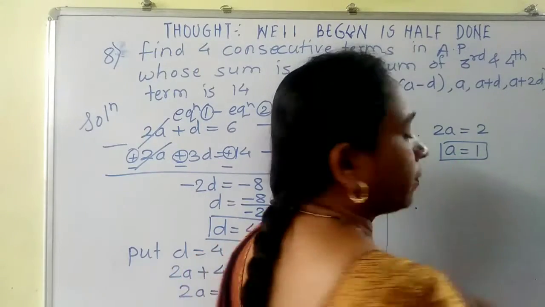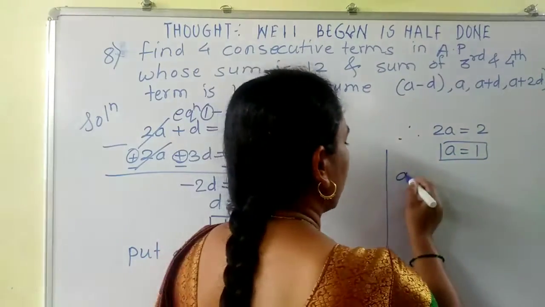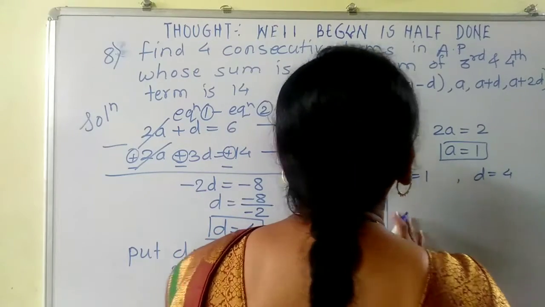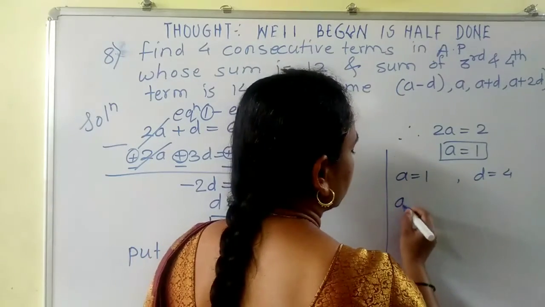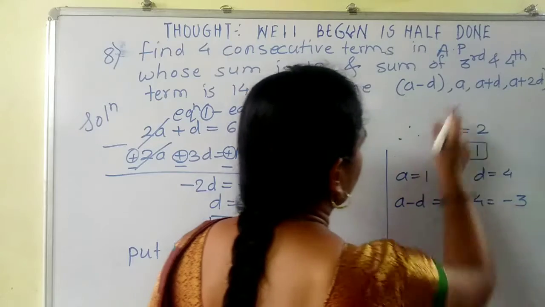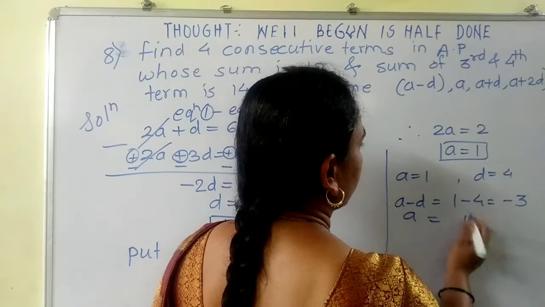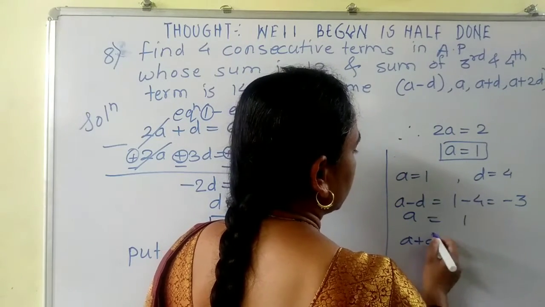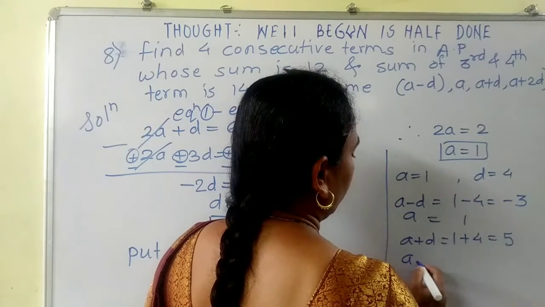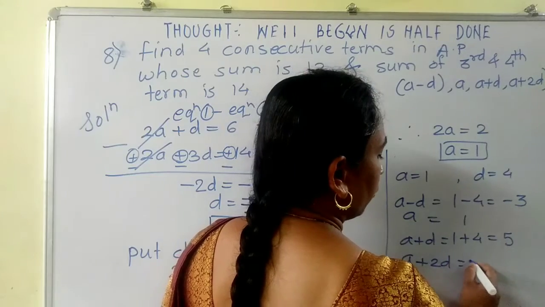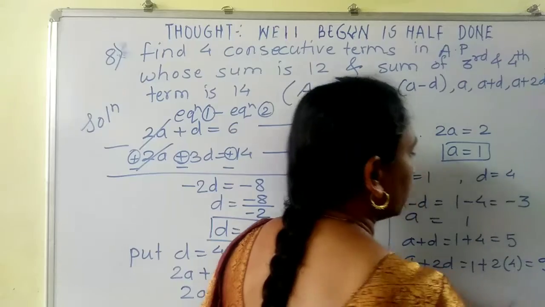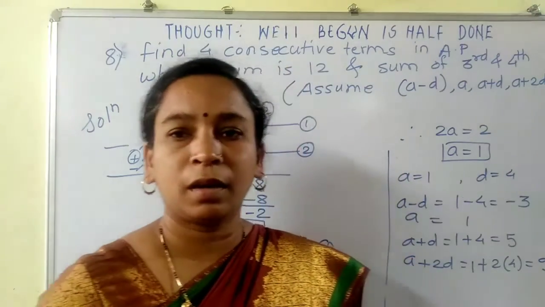So if A's value is 1 and D's value is 4, what are the terms? The first term is A minus D, so 1 minus 4, it would be minus 3. The second term is A, that means 1. A plus D is 1 plus 4, it is 5. A plus 2D is 1 plus 8, the answer is 9. So these are the terms which are in AP.